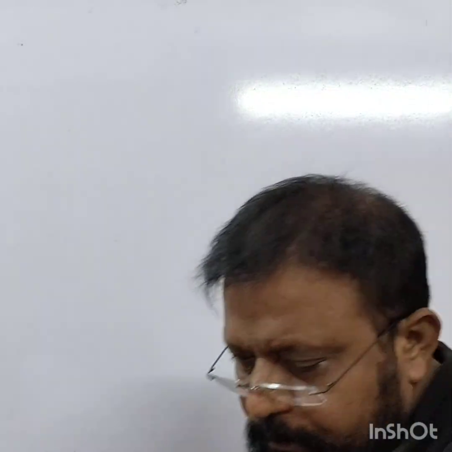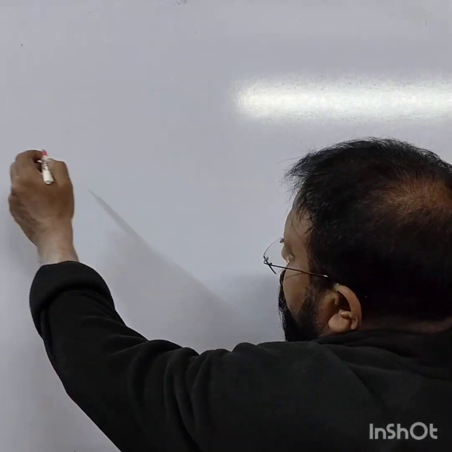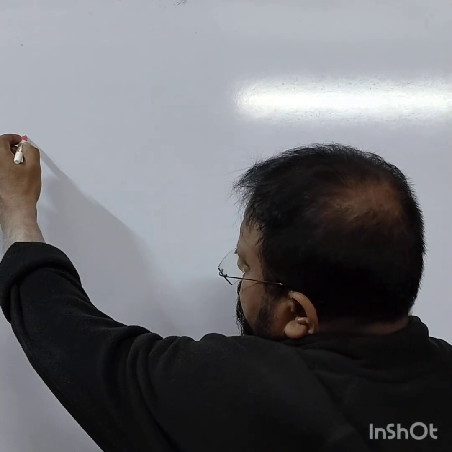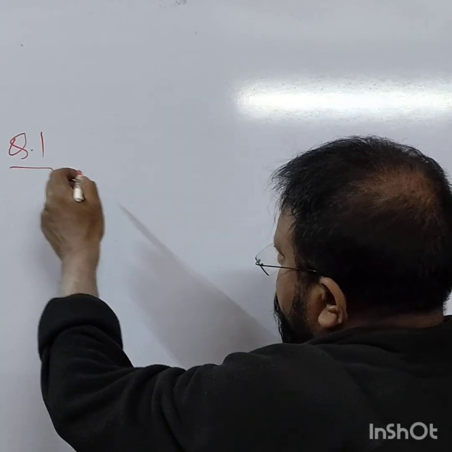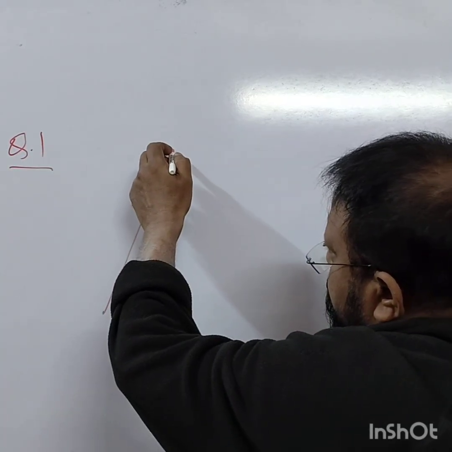What is the picture you have? There is a triangle. Okay. Question number 1. There is a triangle. Equilateral triangle. Yes.